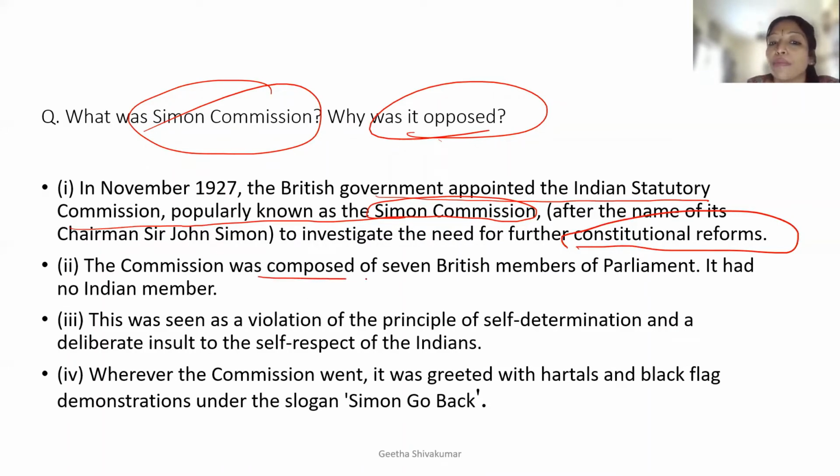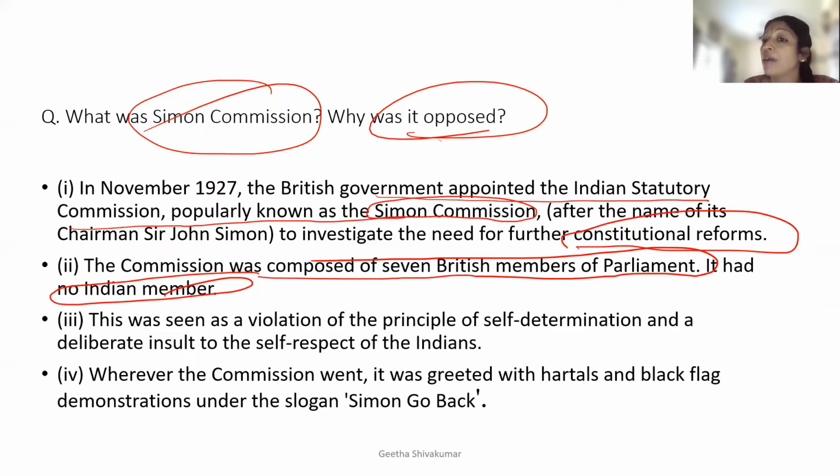The Simon Commission was composed of 7 British members of parliament, but it had no Indian members. They were going to make constitutional reforms, but no Indian members were present. This has been seen as a violation of the principle of self-determination and a deliberate insult to the self-respect of Indians. Suppose somebody is telling you that they are going to make a program for you, but they are not going to involve you, how would you feel? In the same way, they were going to bring a change in the constitutional reforms, but no Indians were going to be present there.